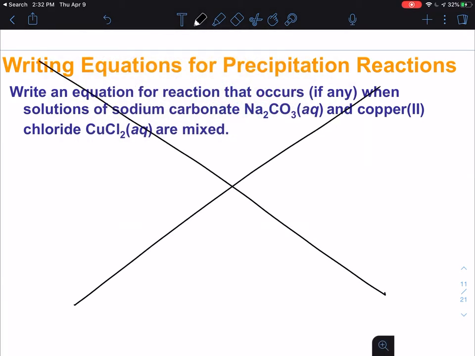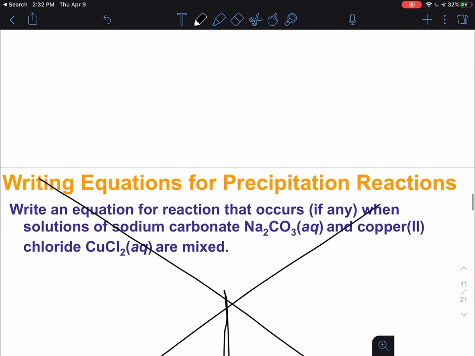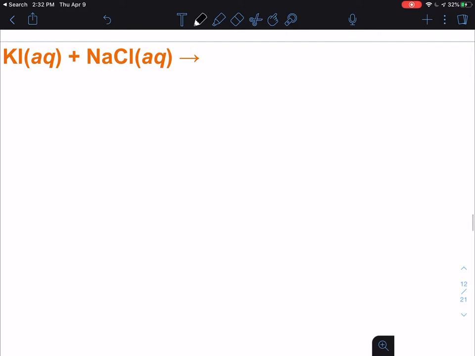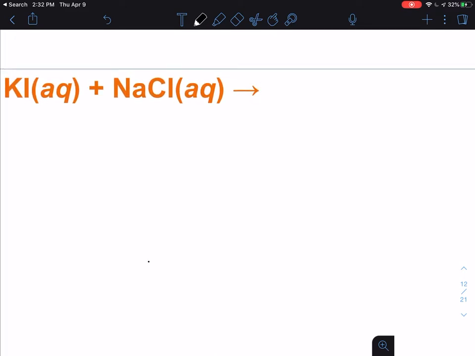We can forget that, because we just did it. We can move on. All right, let's try another one: potassium iodide and sodium chloride. Again, they're both aqueous, so we can break them up, and we're going to say K plus, comma, I minus, plus Na plus, comma, Cl minus.